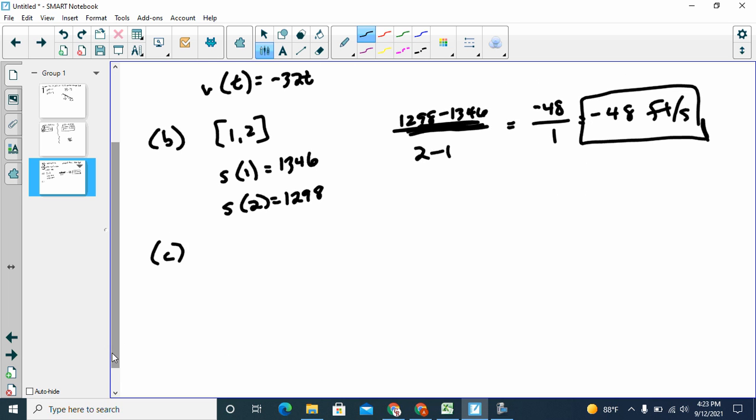Part C. Part C wants the instantaneous velocities when t equals 1 and t equals 2. We have an equation for velocity right here. So it wants to know not the average velocity, but what are the velocities at 1 second and 2 seconds. So we just need to plug into v of t. So plug in 1, gives me negative 32, and plug in 2, gives me negative 64.